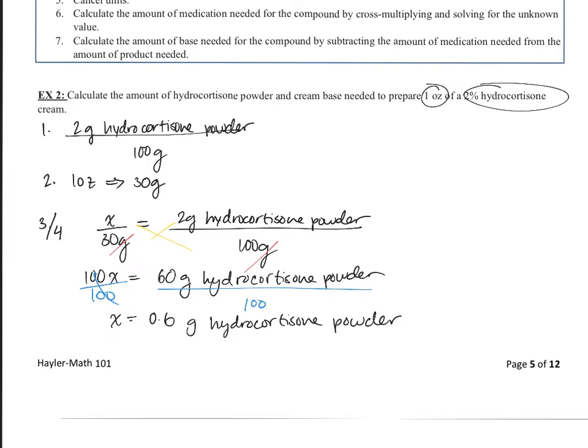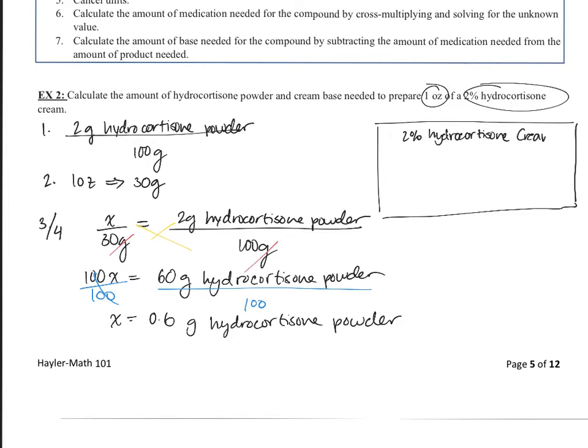And then let's go ahead and squish the instruction, or the recipe, for preparing this. Let's just squish it up here. So a 2% hydrocortisone cream. What do we need? Well, we need hydrocortisone powder. I'm just going to go ahead and abbreviate that, powder. We need 0.6 grams.